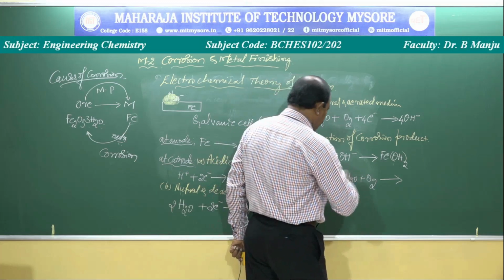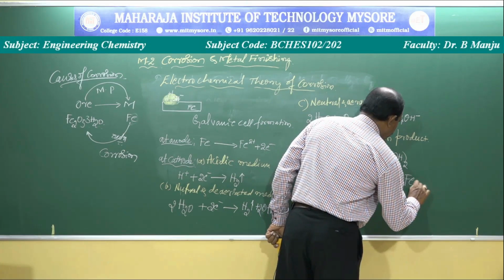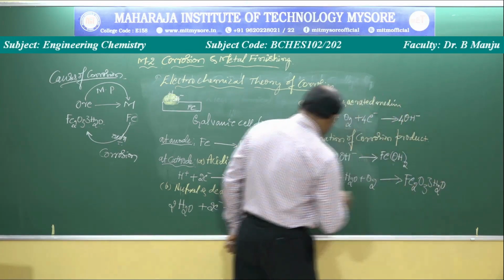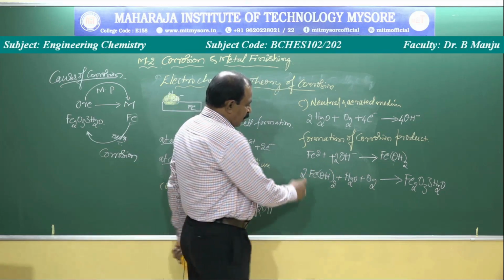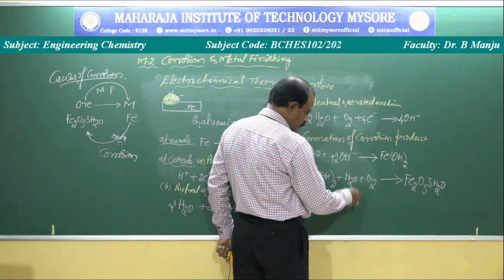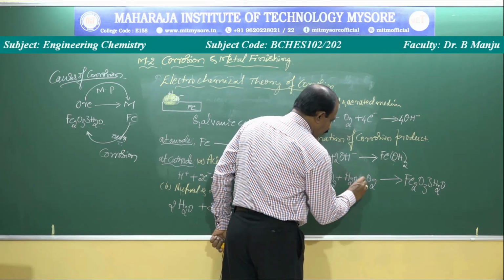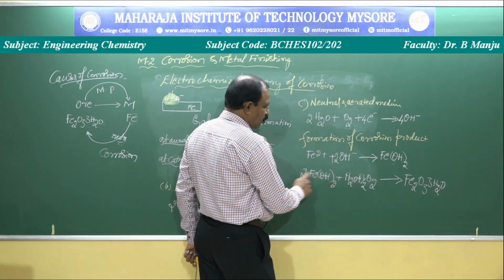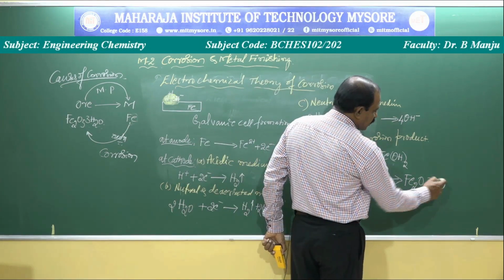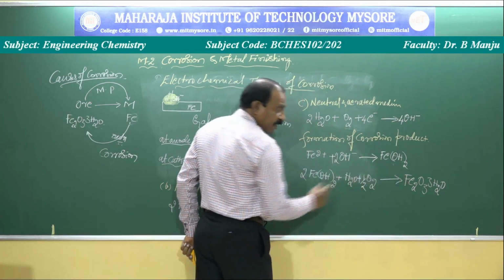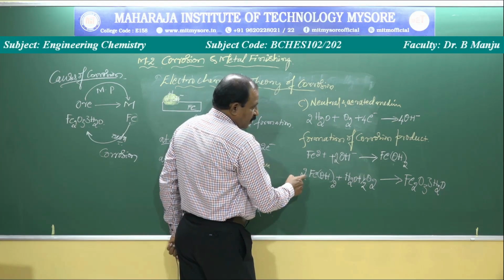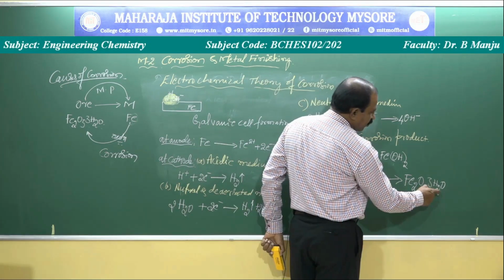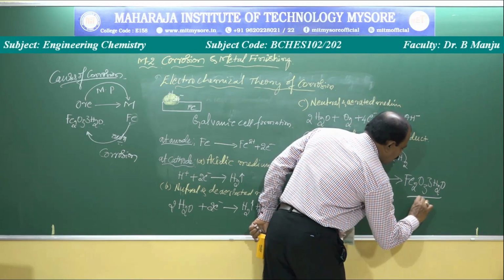Ferrous hydroxide is converted into ferric Fe2O3·3H2O. Iron is 2, so you put 2 here. Then for oxygen, 2 into 2 is 4, plus 2 is 6 oxygen, and 3 plus 3 is 6 oxygen. There are 2 iron, and for hydrogen, 2 into 2 is 4 plus 2 is 6 hydrogen, 3 into 2 is 6. That is called rust.